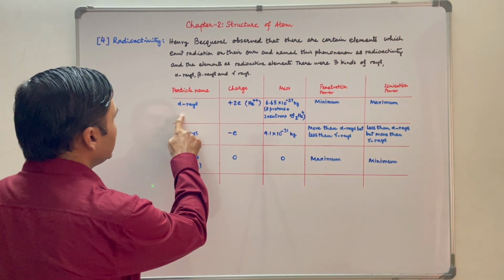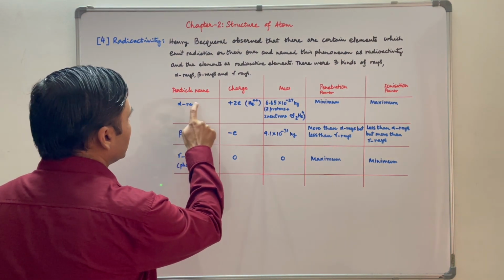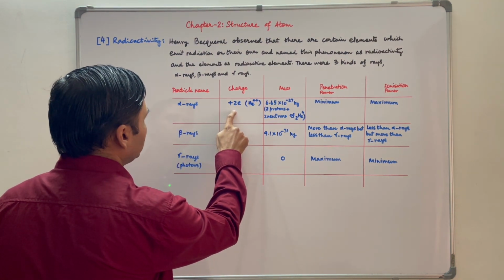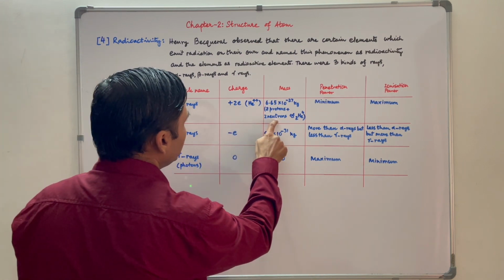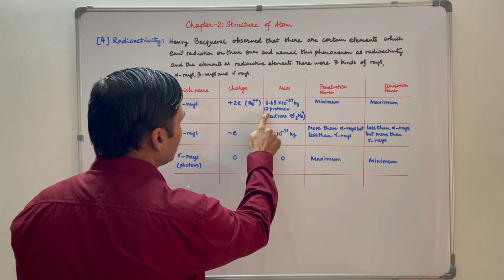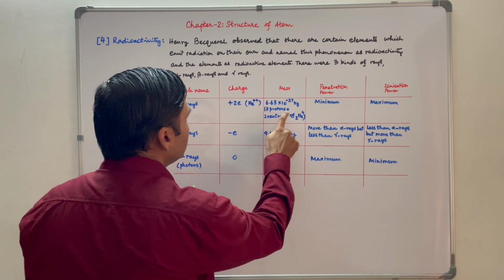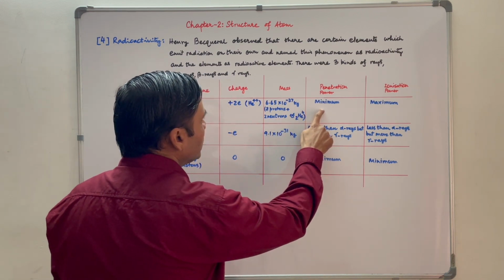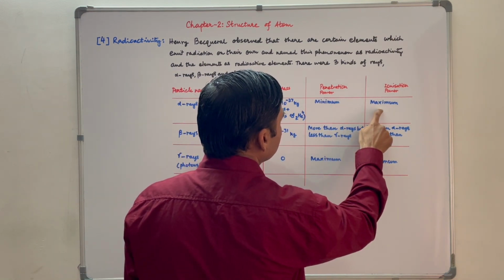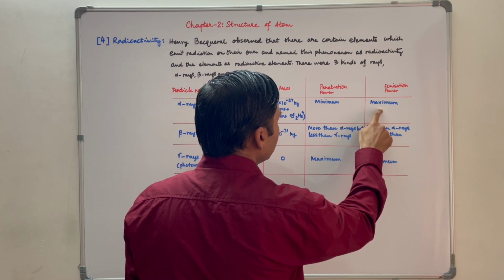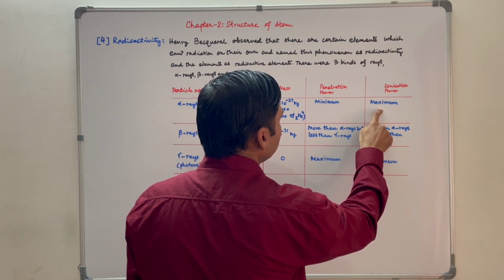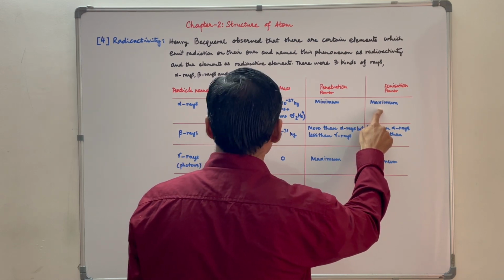Alpha rays are high energy particles. They consist of two units of positive charge. They are actually helium nuclei consisting of two protons and two neutrons. Their penetration power is minimum. However, their ionization power is maximum. That means they can be lethal. They can melt human tissues in no time.